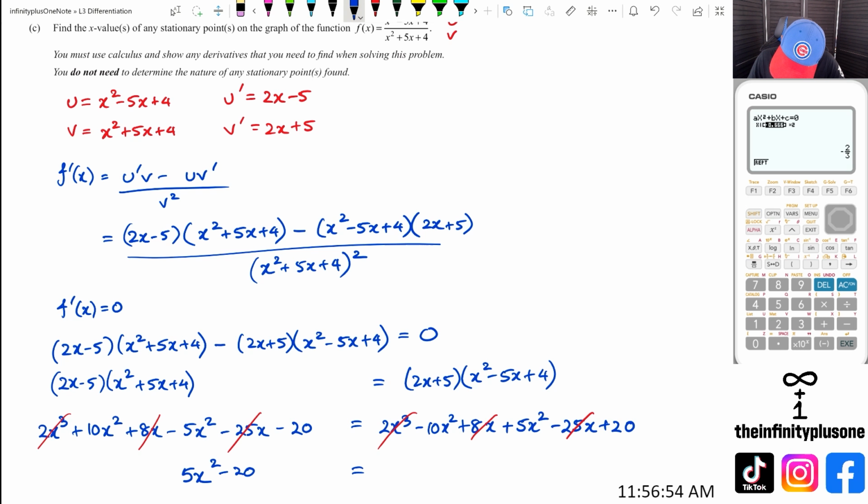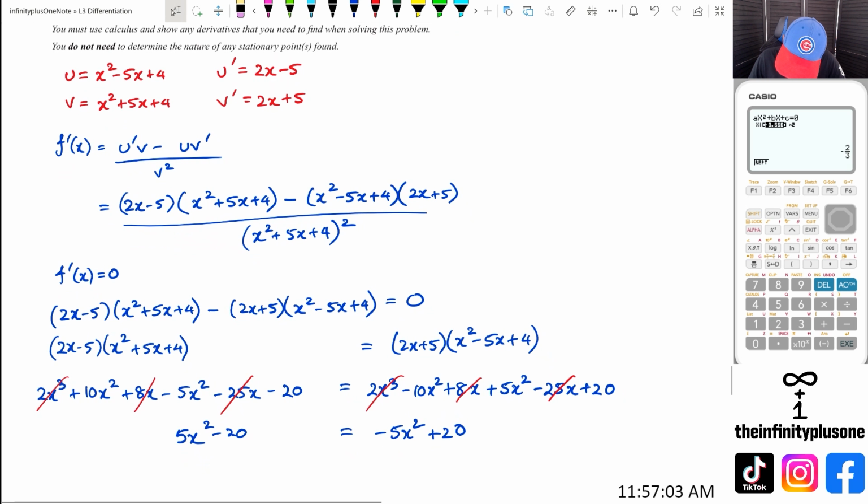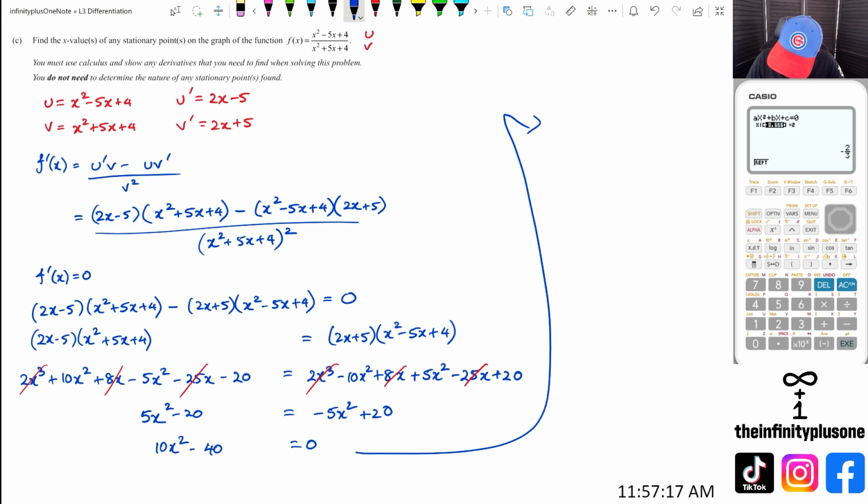And then on this side, I'm going to have negative 5x squared plus 20. And if I bring all of that to one side, I'm going to get 10x squared minus 40 equals 0. And I can take 10 out as a common factor. I'm going to get x squared minus 4 is equal to 0. So x squared minus 4 equals 0. x is equal to plus or minus 2.